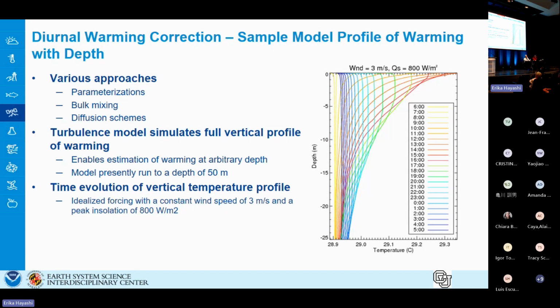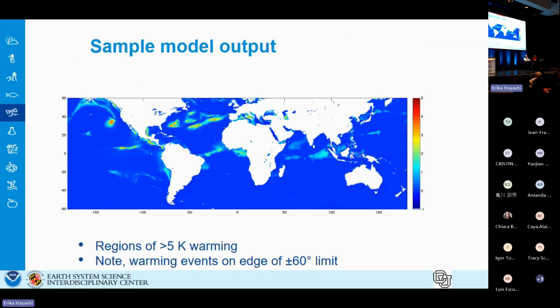And so we can simulate the full profile of heating throughout the day. This is a kind of idealized example you're looking at here. As you can see, the time of day and the growth of the diurnal layer, and then it kind of erodes as we get past the peak of heating. And it just so happens that's what it looks like.